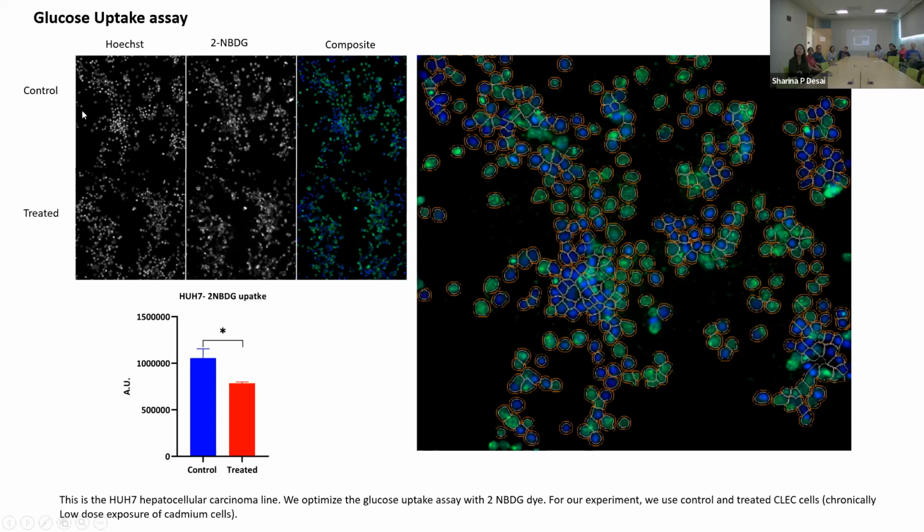So we have 6 conditions here, but I didn't want to put all the data, so that's why I chose only 2 conditions. It's the control and the treated cells, which are treated with cadmium and high glucose for a period of 6 months. And you can see the glucose uptake within the treated cells is significantly lower as compared to the control cells. And how we did this, we tried to optimize this assay. We did it with the help of 2-DG, which is an analog of glucose.